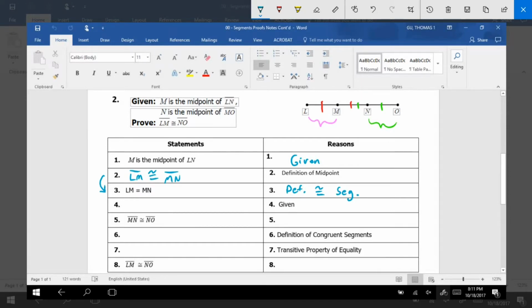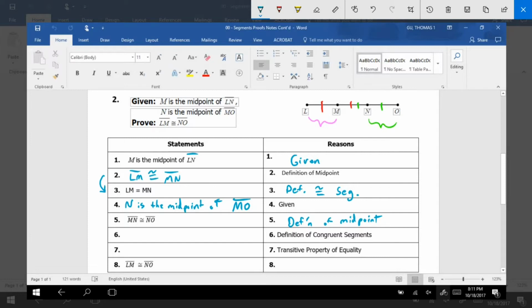Next, we have a given. So what's the other given that we didn't use? N is the midpoint of MO. All right, then look at that. They're writing segment MN is congruent to segment NO. How do we know that? That is the definition of midpoint.